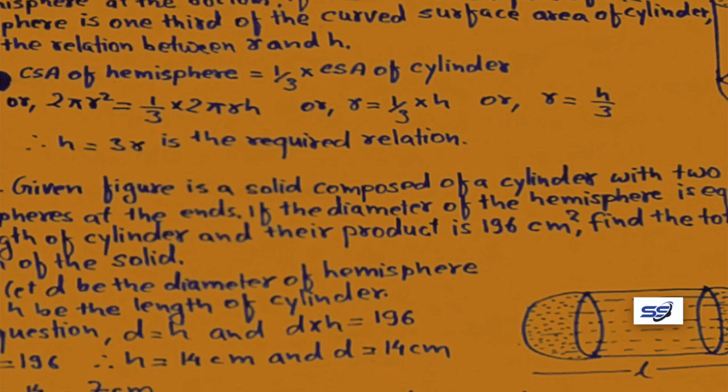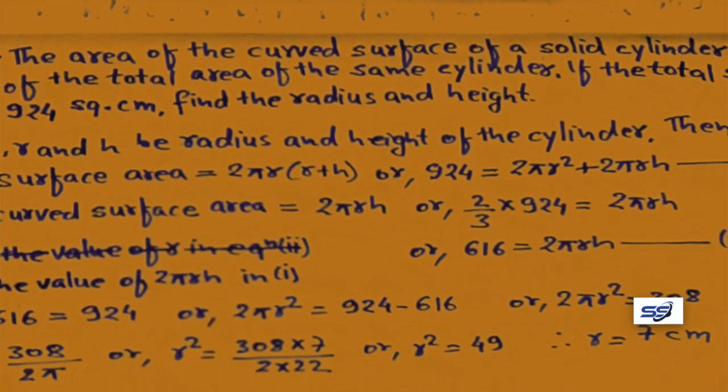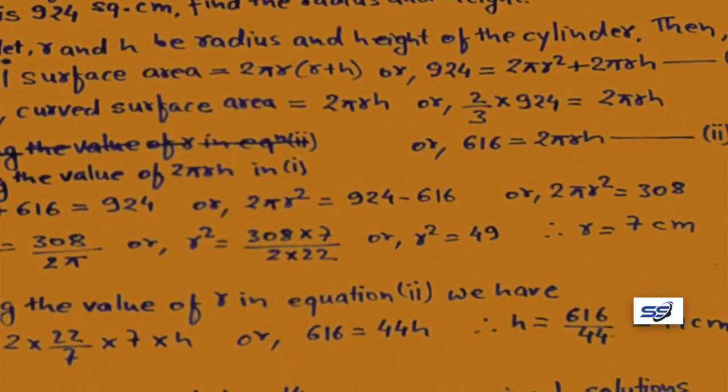Total length of the solid equals L. Total length of the solid L equals r plus h plus r, which is equal to 7 plus 7 plus 14. This is the radius, and this is the height. Total is equal to 28 centimeter. In this way, we get the requirement of our second question also. See here our next question.